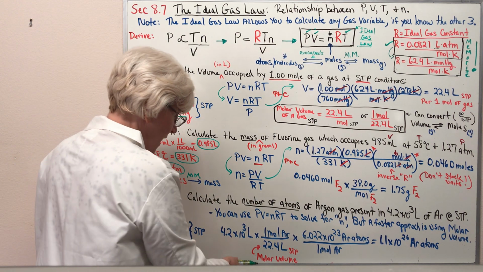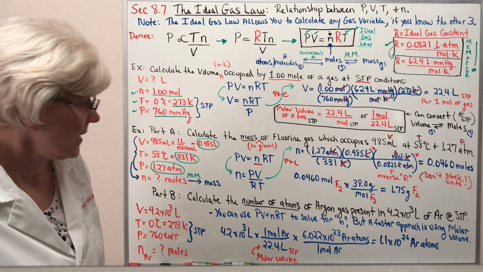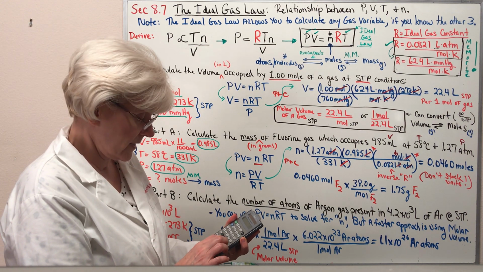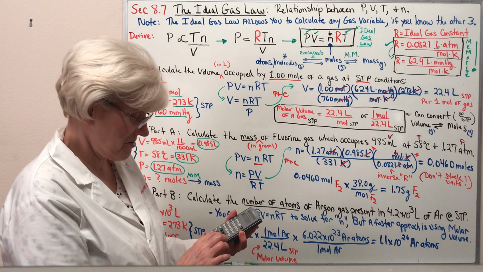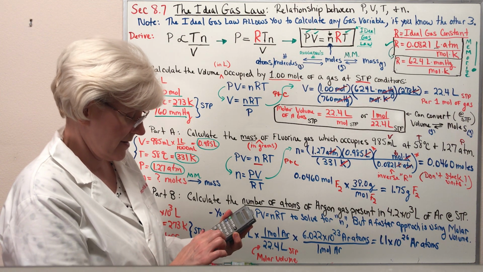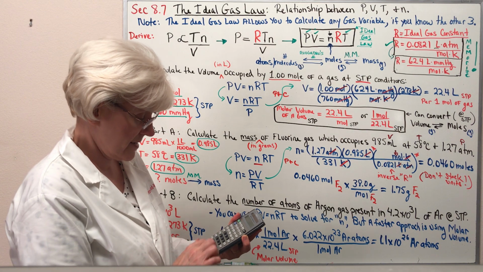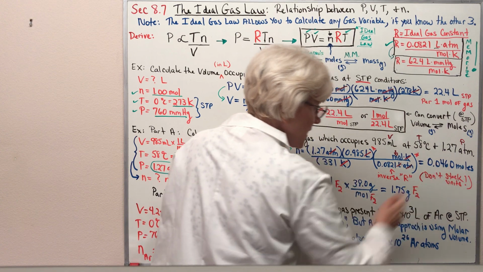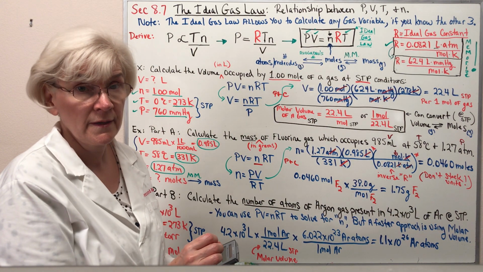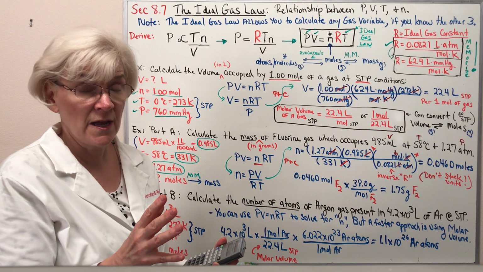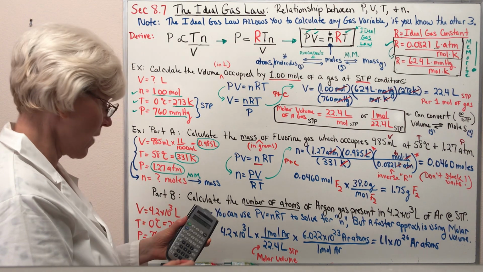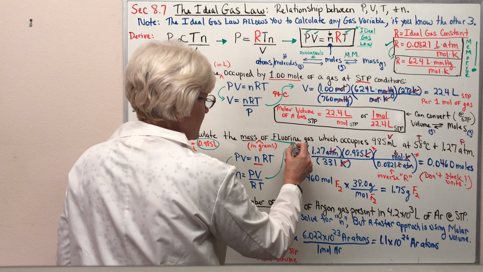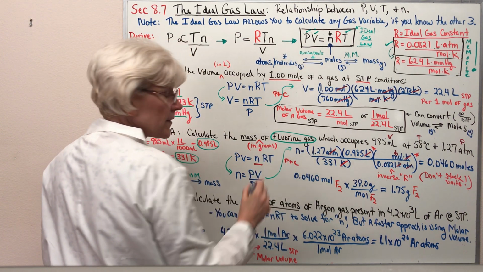And if we do this calculation on our calculator and double check our answer, we hopefully come up with the value that I have written here. And just checking, and yep, 0.0460 moles. Now let's just stop and remind ourselves, moles of what? What gas are we talking about? And that gas is fluorine gas.